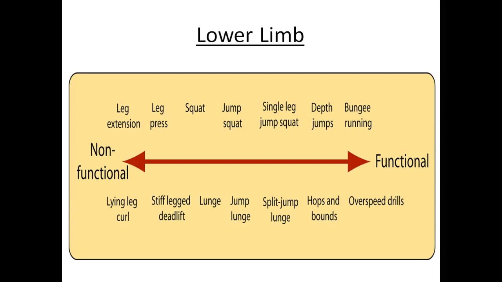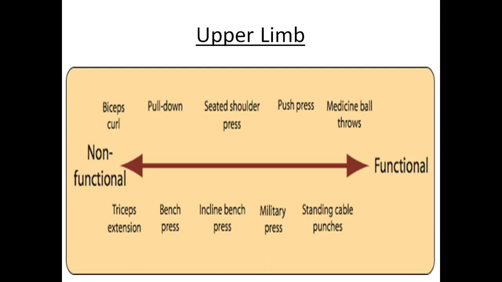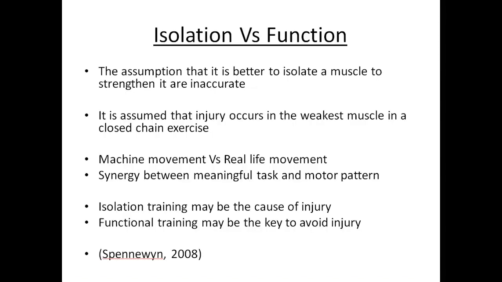And in the middle, you've got your functional movements at level 1. Things like squatting, lunging, and deadlifting. If we go down to the upper limb, here we've got non-functional things like bicep curls and tricep extensions. Again, they're taken from bodybuilding, designed to build hypertrophy and muscle. And then at the opposite end, you've got things like punching and throwing. And in the middle, you've got things like pulling and pressing, level 1 functional movements. So this is the continuum of functional movement.